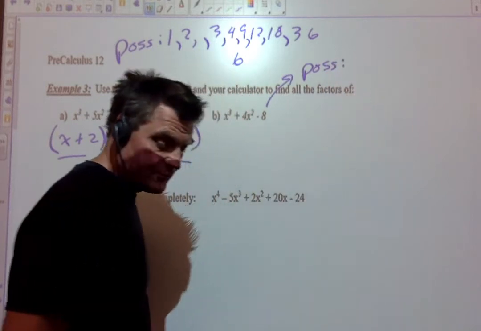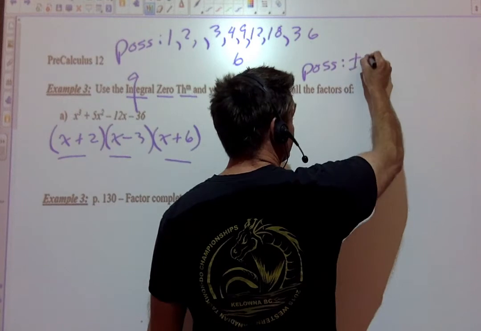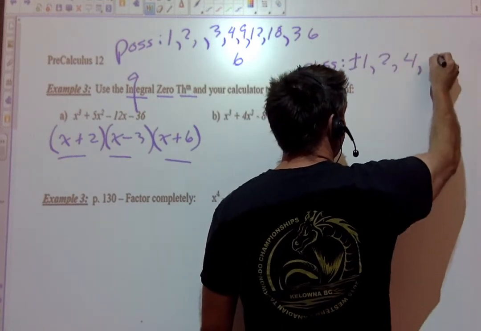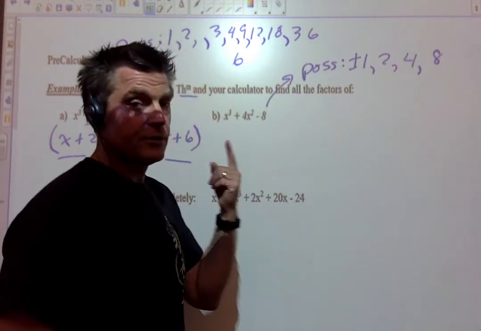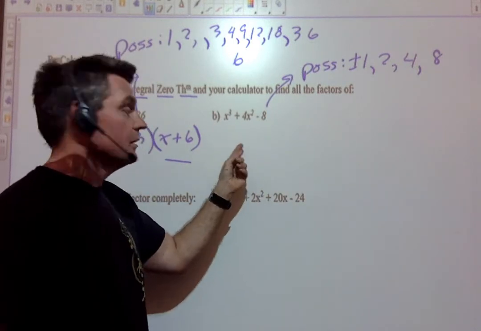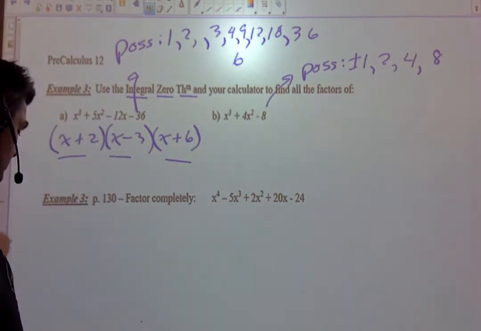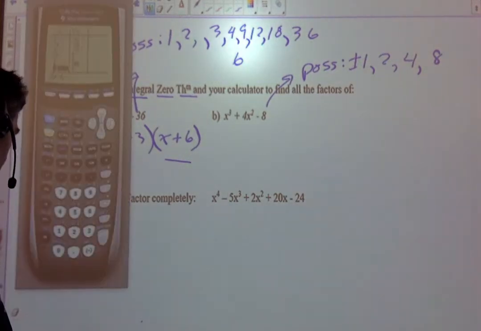My possibilities for the factors of 8 are 1 and 8, 2 and 4. So plus or minus 1, 2, 4, 8. So I'm going to try with 1, negative 1, 2, negative 2. These are the only integer numbers that are going to work. 7's never going to work because 7 is not a factor of 8. Okay, so let's go back to our graphing calculator.